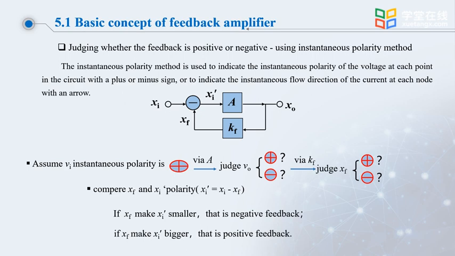Is the feedback signal output by the loop weakening or enhancing the net input signal? If it enhances the net input signal, that's positive feedback. If the feedback returns a signal that weakens the net input signal, it's negative feedback. This method is called the instantaneous polarity method.